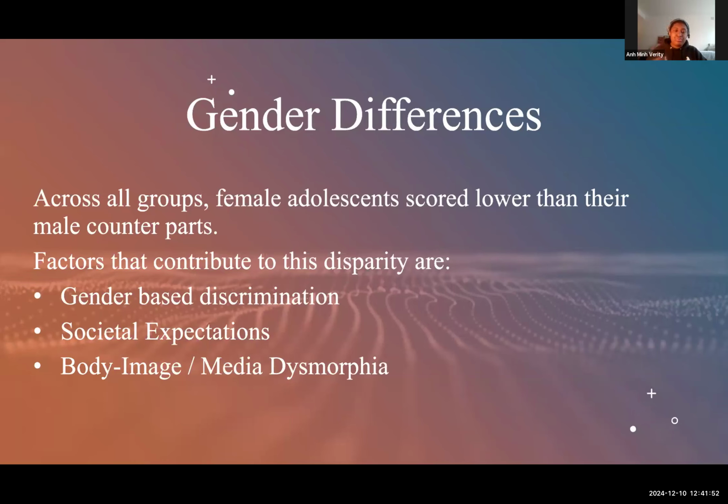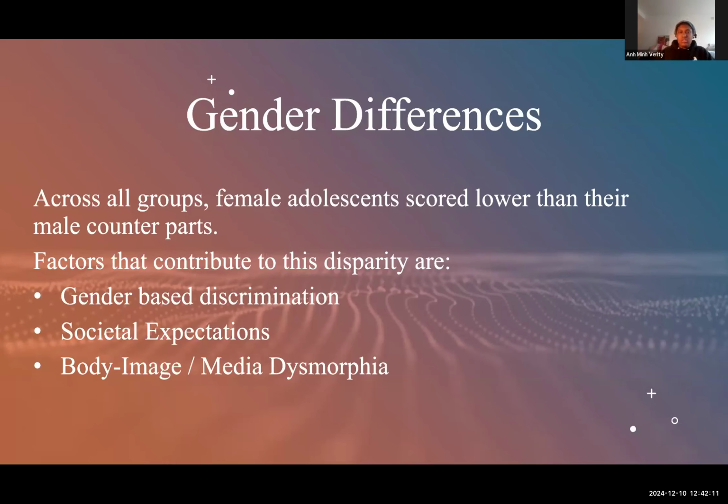They also can face a lot of societal expectations, maybe from their family members or from their friends, again, from traditional expectations of how a woman should act or how they should be, how they expect them to be.